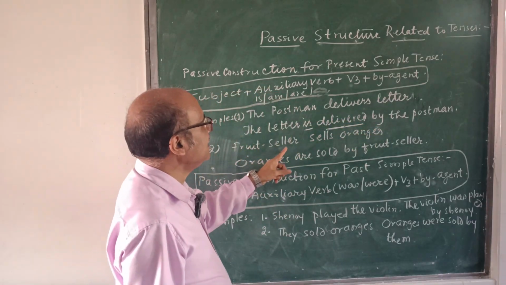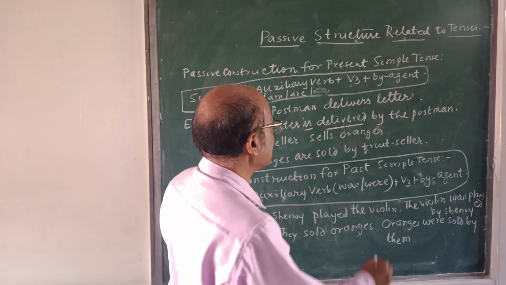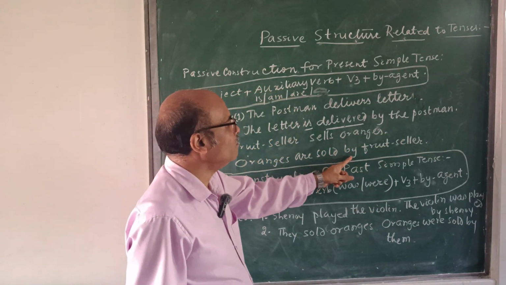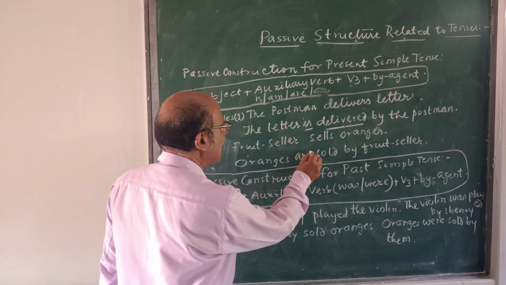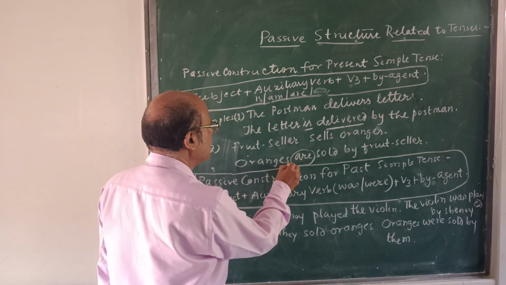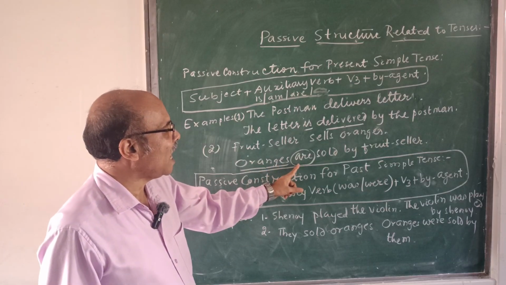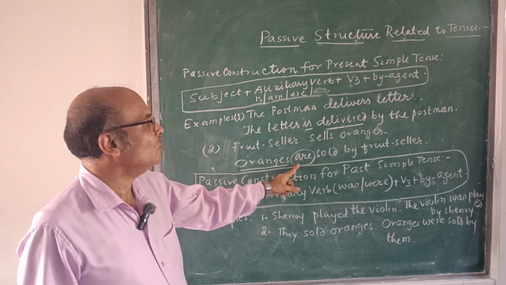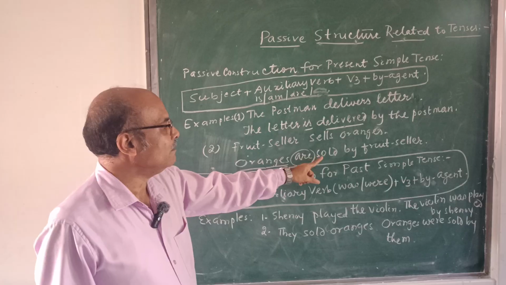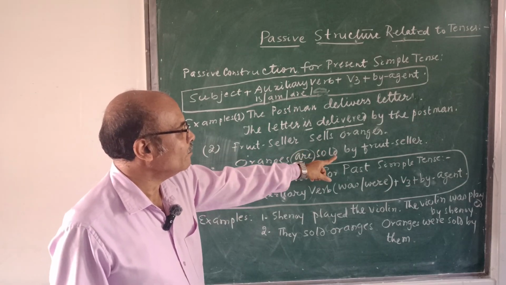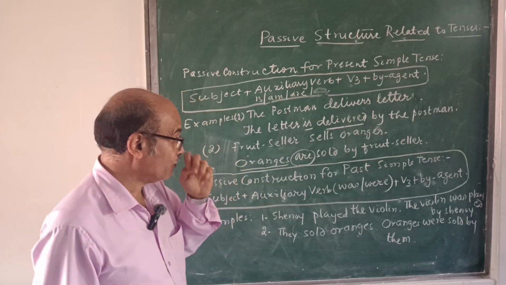Fruit seller sells oranges. Oranges are sold by fruit seller. Why is "are" used here? Because the subject is plural. Therefore, we have to use "are" as the helping verb or auxiliary verb. Then the past participle of the main verb sells, sold, by fruit seller.